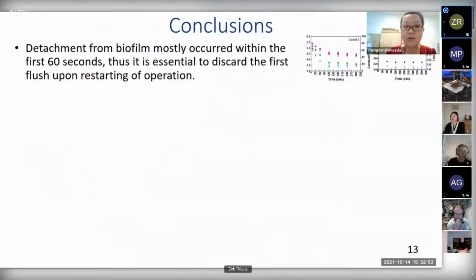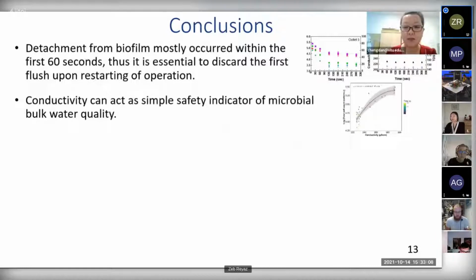To conclude, we managed to capture the detachment of biofilm that occurred in the early stage upon restarting of operation using flow cytometry. The quantification results from FCM show massive detachment of biofilm in the first 60 seconds. Thus, the first minute of water upon restarting of operation should not be used for drinking purposes.